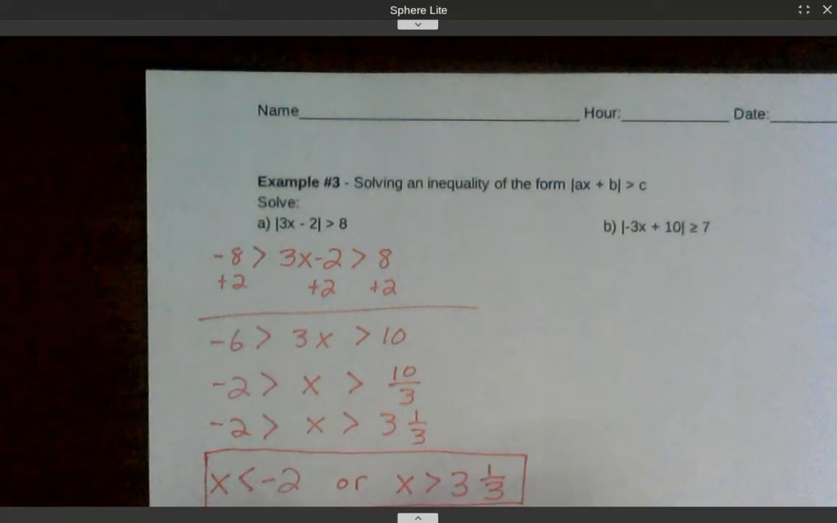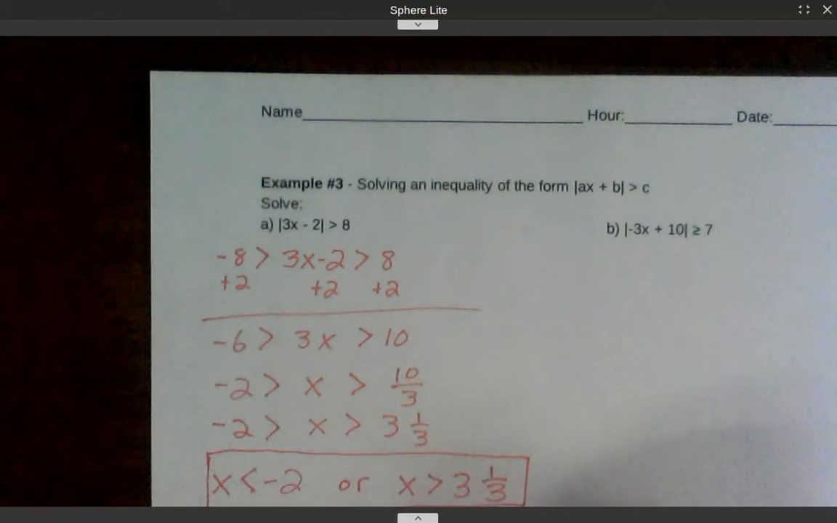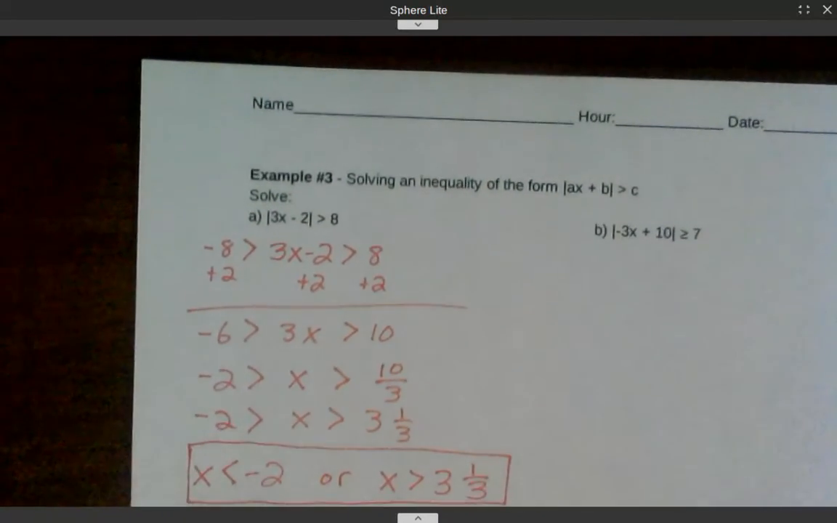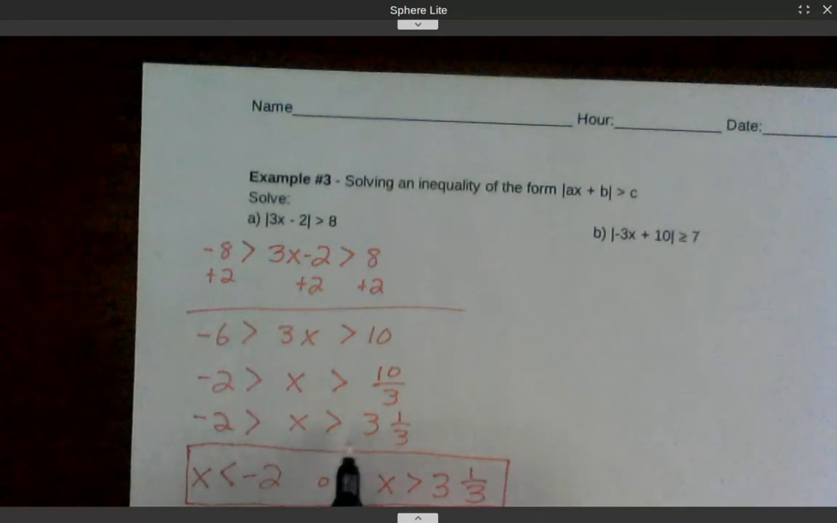So if I were to graph this and I had negative 2 and 3 1/3, these would be open dots. And I know x is less than negative 2 goes this way, and x is greater than 3 1/3 goes this way. So this is an example of an OR statement. But you can solve it the same way, but just realize when you get down to the end, you have to say, hey, does it make sense?